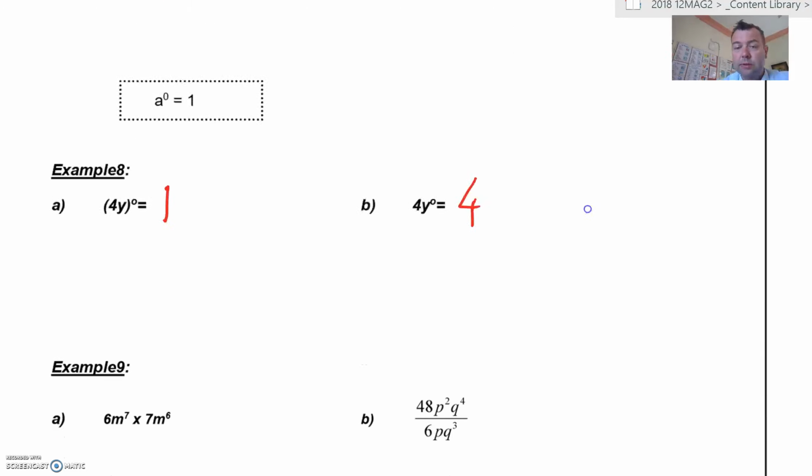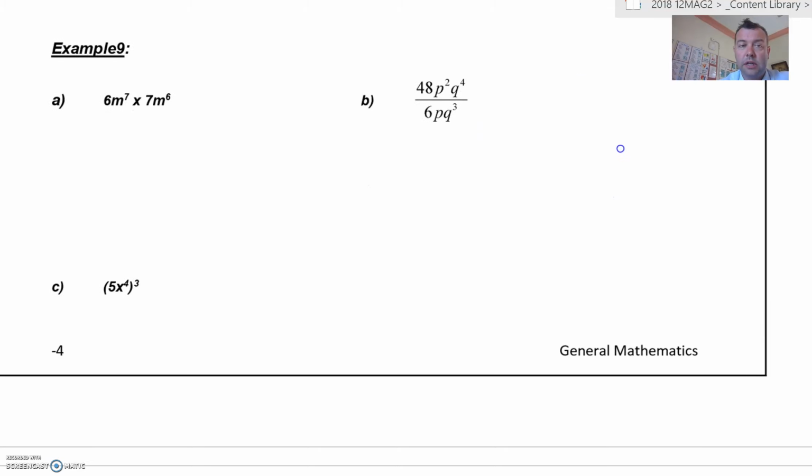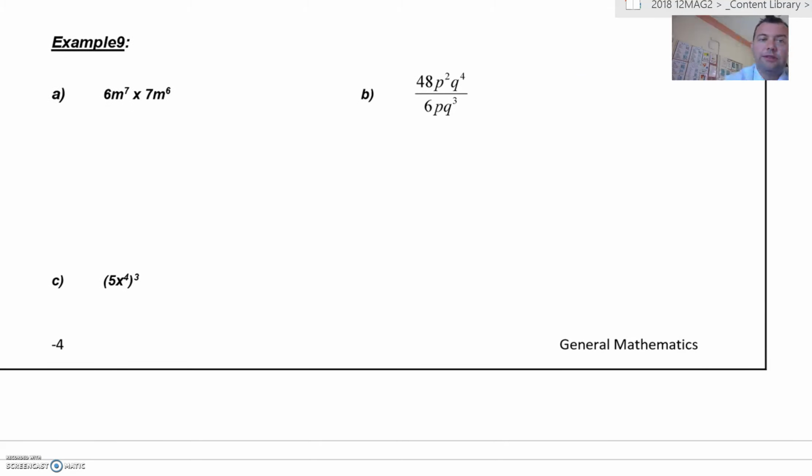Just a couple more examples here before this somewhat longer video finishes. Just a little bit of practice. So 6m to the 7 times 7m to the 6 is 42m. Oops, I missed one. 42, not 4. 42m to the 13. Multiply the coefficients, add the exponents.